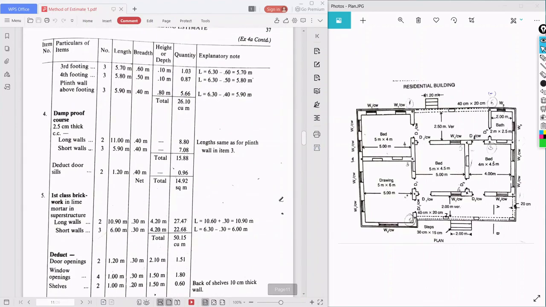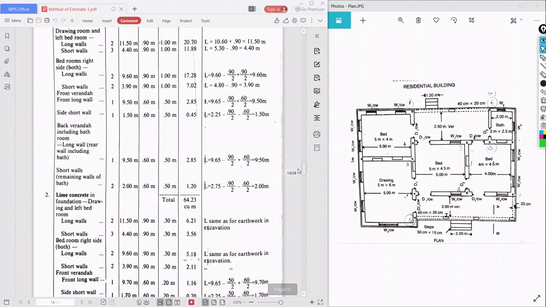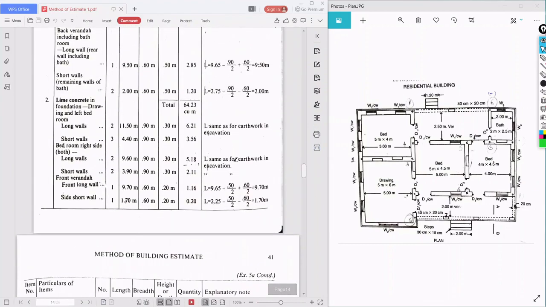So first, what we have seen here is lime concrete. This one we will take first. Bedroom and drawing room is the subheading. Under this, how many long walls and how many short walls? With the same tabular column, how many long walls? Two long walls are there.